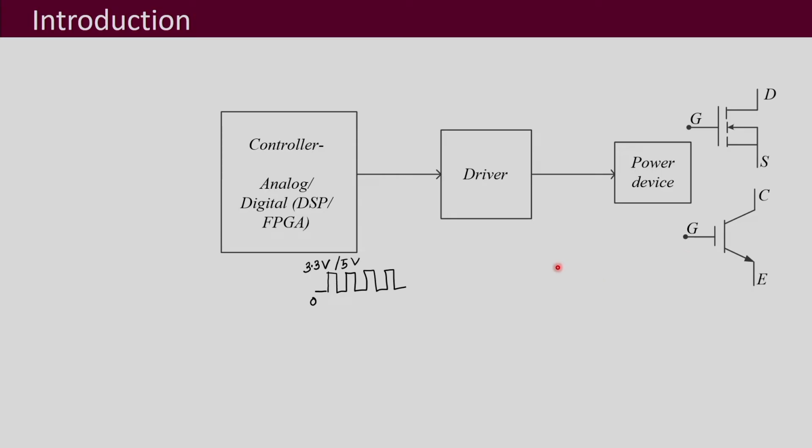And usually you will have a gate resistor in between. This gate resistor is usually denoted by RG, and it gets its voltages or signals from this gate driver, and there are different types of drivers which are used. So, now let us understand it in a little bit more detail.